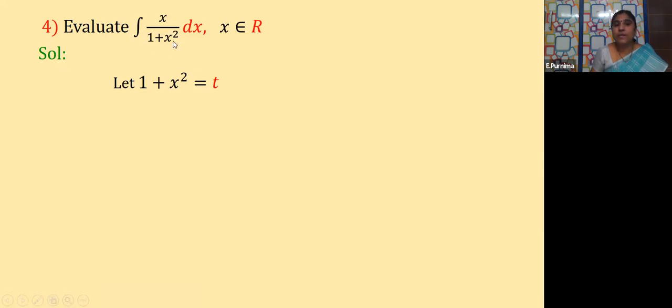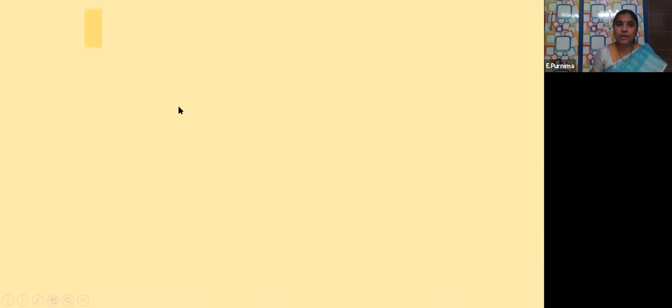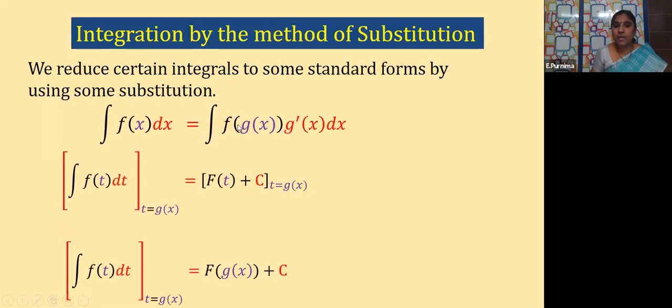So now here 1 plus x square is equal to t. Whatever the g of x we take, that should be differentiated. I'll show it again, children. Here we have seen f of x, whatever the function you are going to replace, that is nothing but our g of x. It should be taken, it should be differentiated. That is nothing but g dash x into dx. Clear?